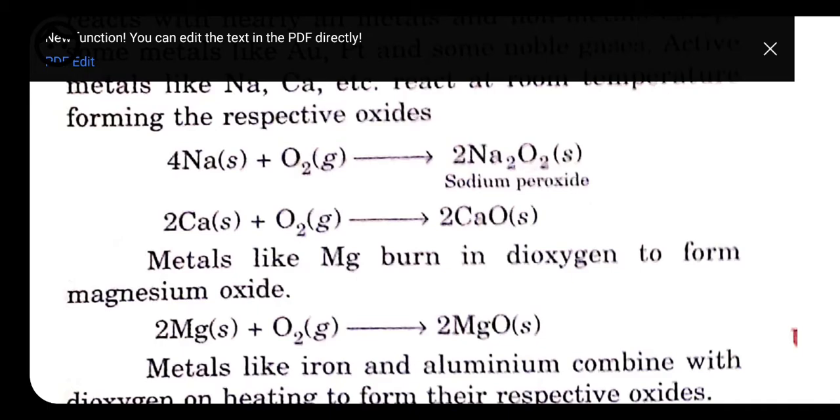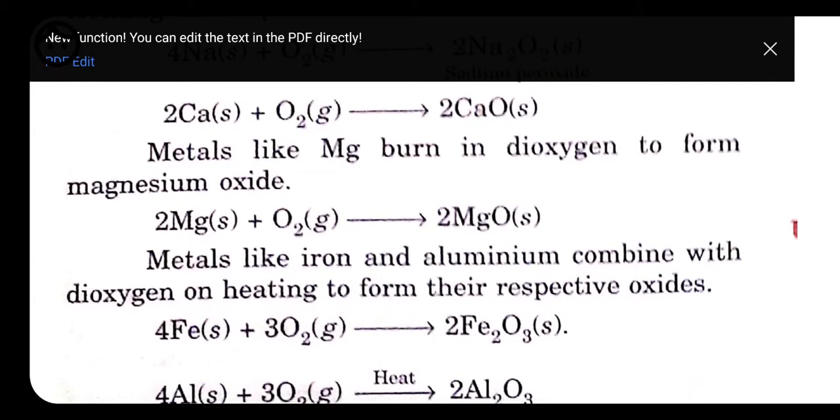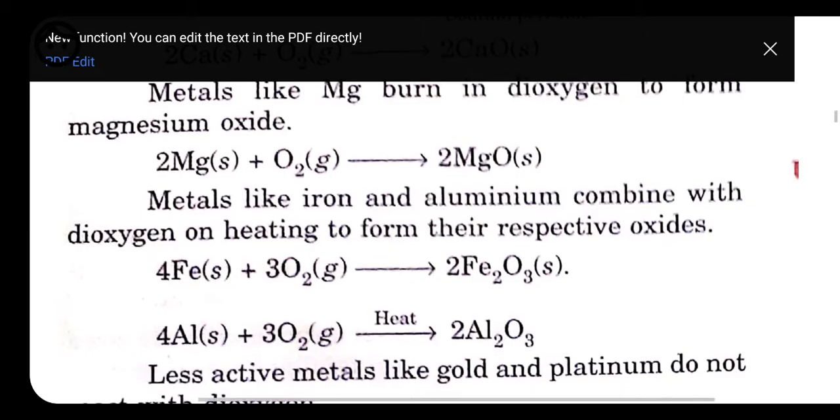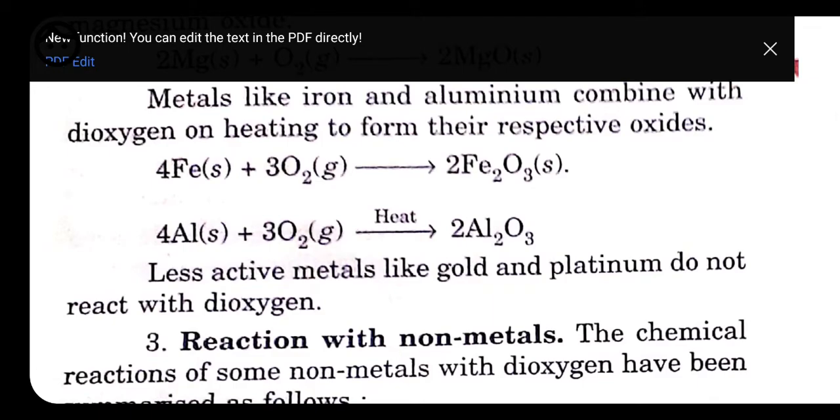increase the temperature. Okay, some metals like iron and aluminum also show reaction, but aluminum combines with dioxygen on heating, then it forms its oxide. Less reactive metals like gold and platinum do not show reaction with dioxygen.